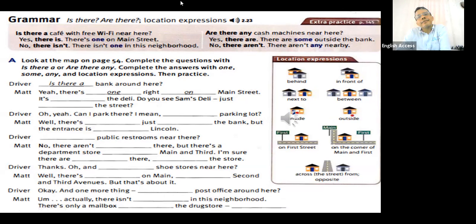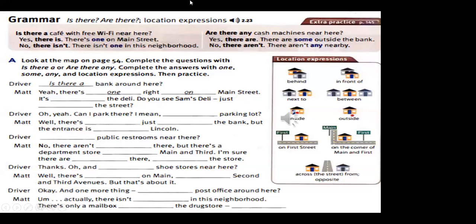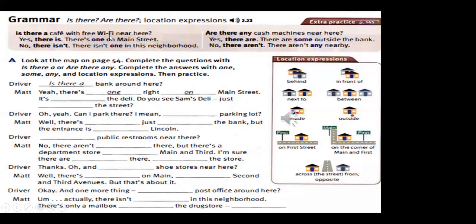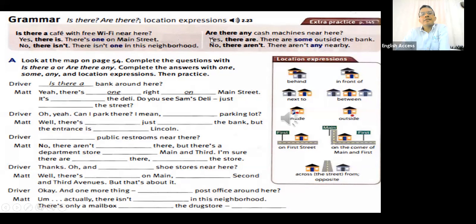Alejandra? Is there a cafe with free Wi-Fi near here? Yes, there is. There's one on Main Street. No, there isn't one in this neighborhood. Okay, Andrea, the next paragraph, please.